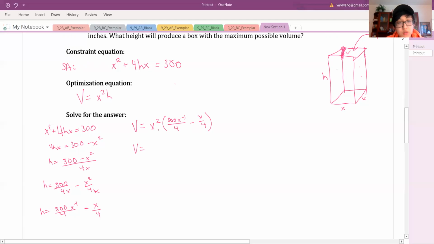So V is equal to x squared times 300 x to the negative first over 4. That's just going to simplify to 300x over 4, right? Because x squared times x to the negative 1 is just going to be x to the 1. And then when we multiply these 2 terms, so x squared times negative x over 4 is going to be negative x cubed over 4.